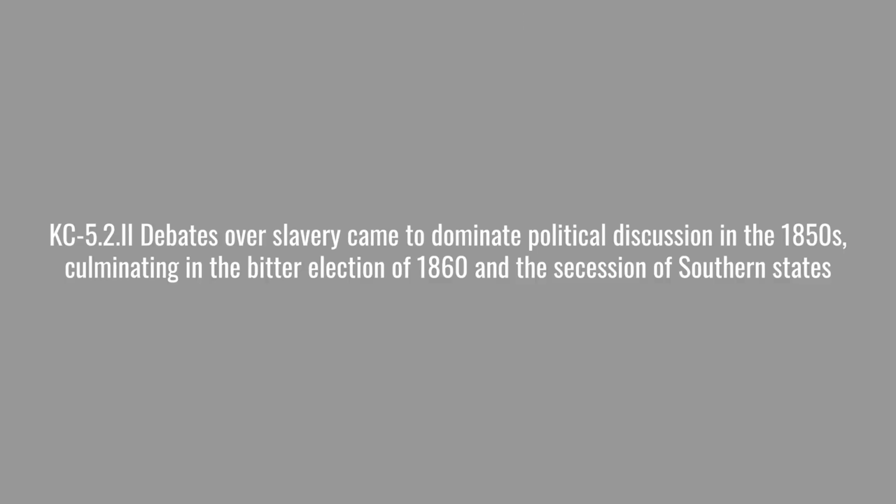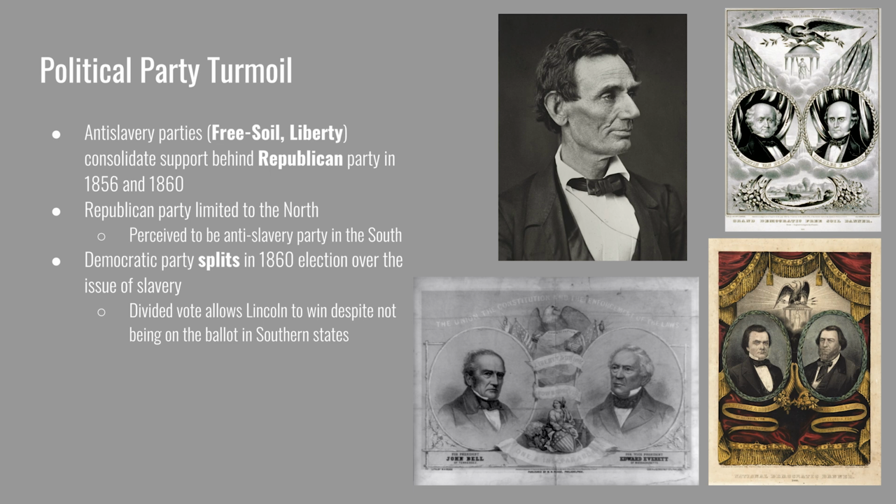The next key concept covers how slavery impacted national politics. Debates over slavery came to dominate political discussion in the 1850s, culminating in the bitter election of 1860 and the secession of Southern states. Prior to the 1860s, there were two main anti-slavery parties, the Free Soil Party and the Liberty Party. The Republican Party, created in 1854, will be the next major party that supports abolition. However, they were more than a one-issue party and took on stances that favored the expansion of the federal government.